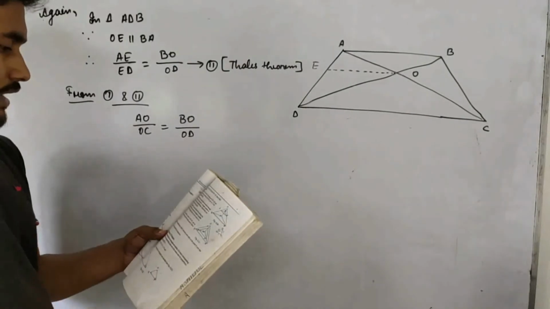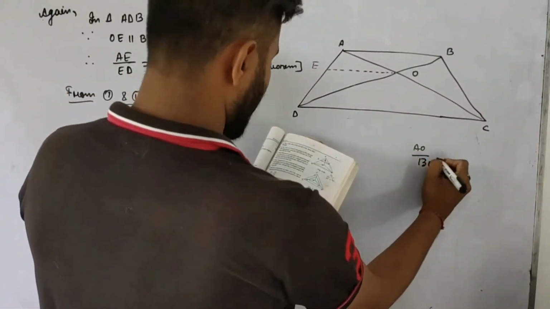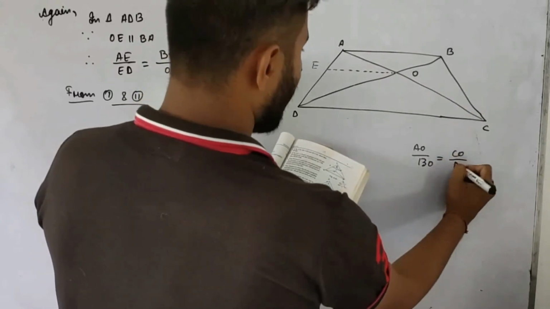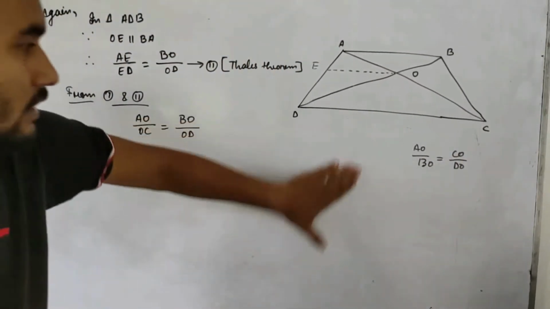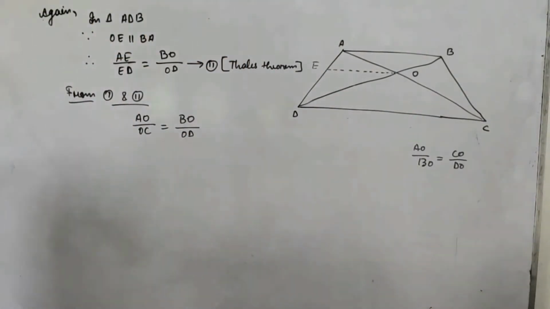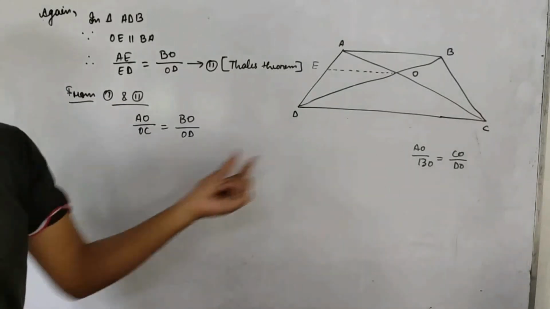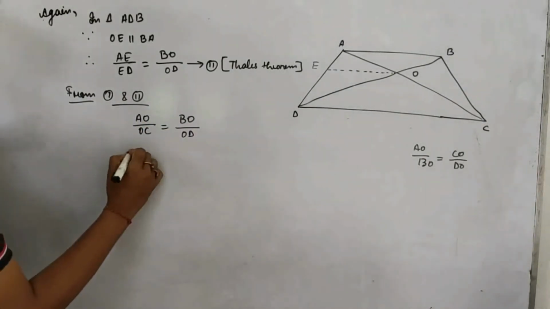What answer we need? We need the answer AO by BO will be equal to what? CO by DO. This answer we need, right? AO by BO will be equal to CO by DO. So have we got this answer? No, right? AO by BO we need, okay? So we have not got the answer, so we will cross multiply and we will arrange this one.